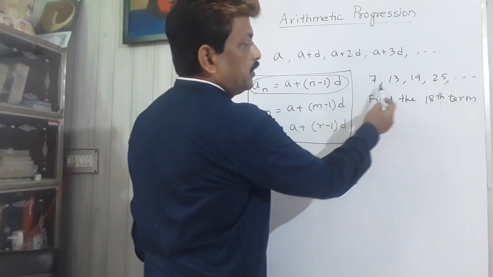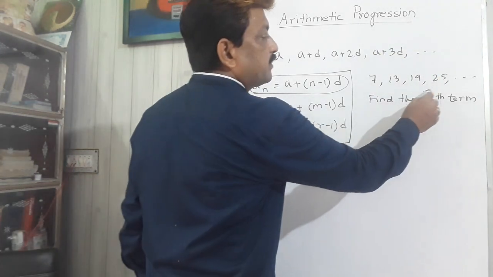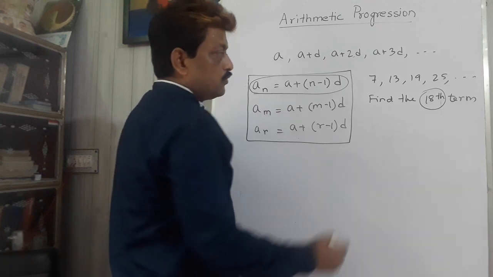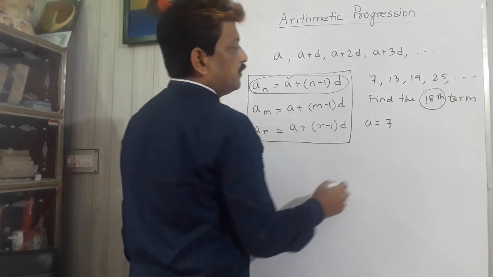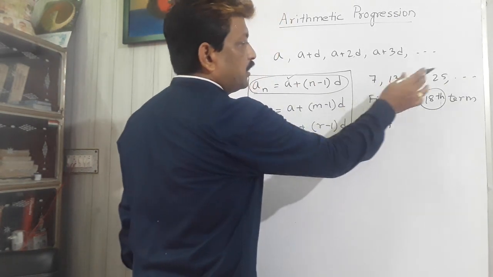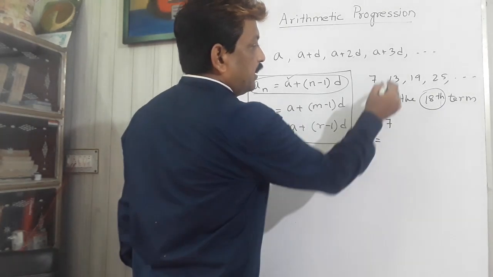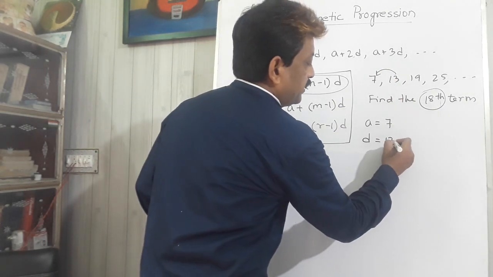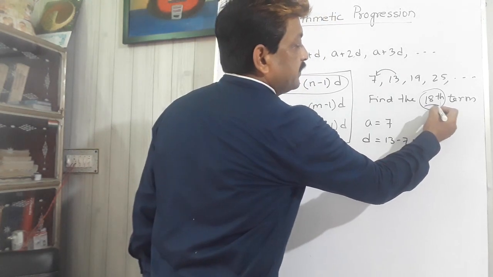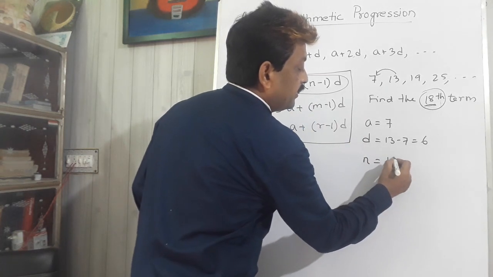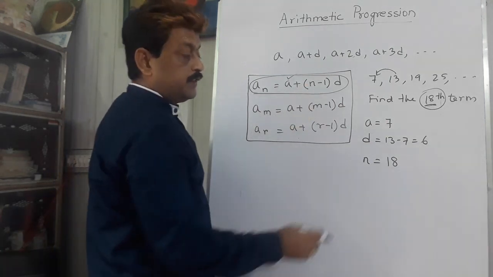So let me give you one example. The AP is given as 7, 13, 19, 25. Find the 18th term. Here the first term a is 7. We don't know d. It is not given here, but we can easily find it. How to find d? a2 minus a1, so 13 minus 7, that is 6. And we have to find the 18th term, so n is 18. Now let us use this formula to find the 18th term.